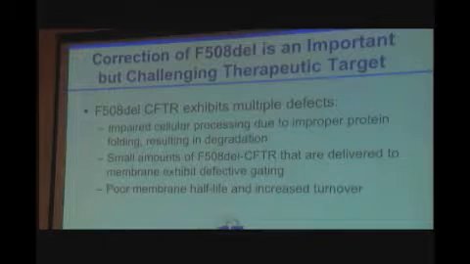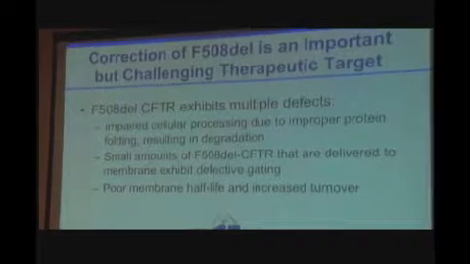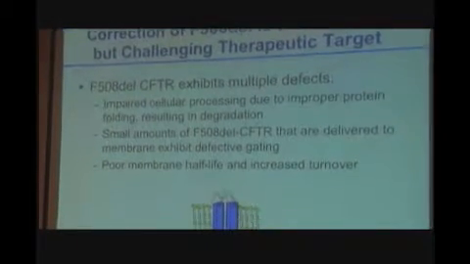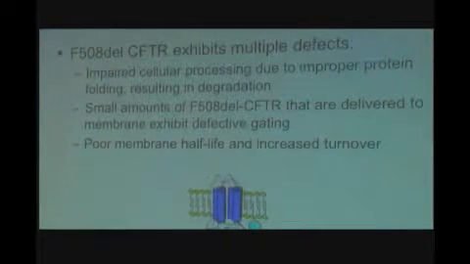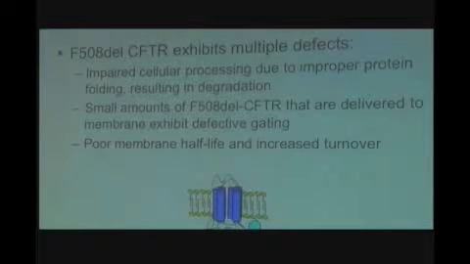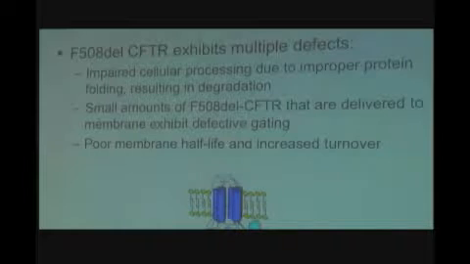But the material that does make it through there doesn't gate normally either. So it's almost a mix of two problems. And then yet another problem is that when it makes it to the surface, if it's misfolded, the cell also patrols proteins at the cell surface and will remove misfolded protein from the surface. So we call that half-life: it has a shortened half-life when it doesn't live at the cell surface for very long.